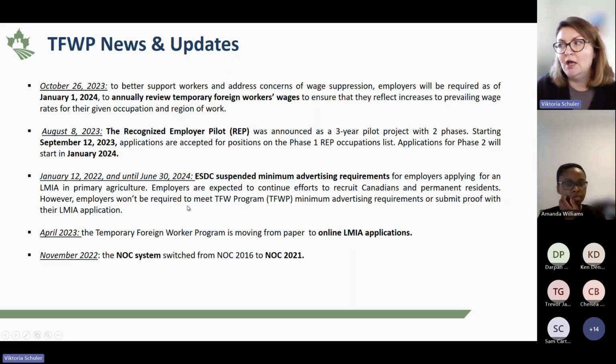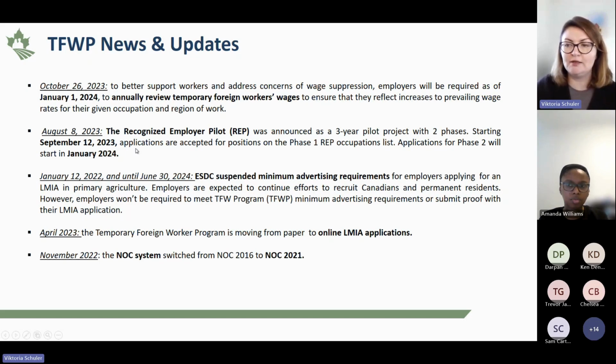At the same time, employers still need to continue to hire Canadians and permanent residents. So depending on your area, it's always good to have some advertisement going, or at least if there is a question from Service Canada, are you trying to hire Canadians? You need to be able to answer, what have you done to try to hire Canadians and permanent residents?